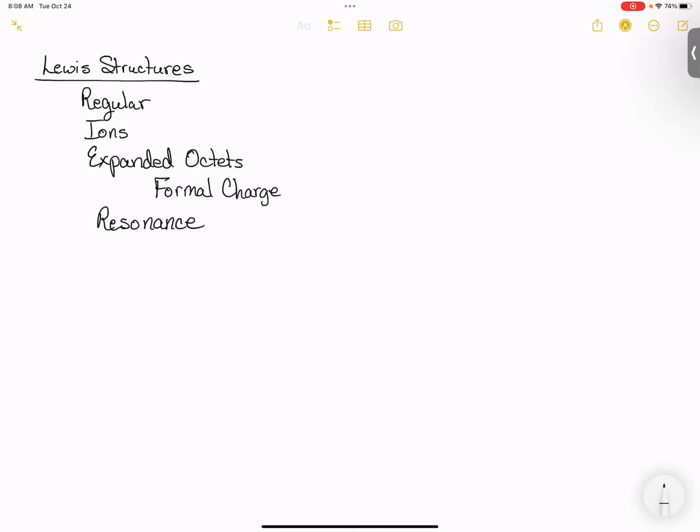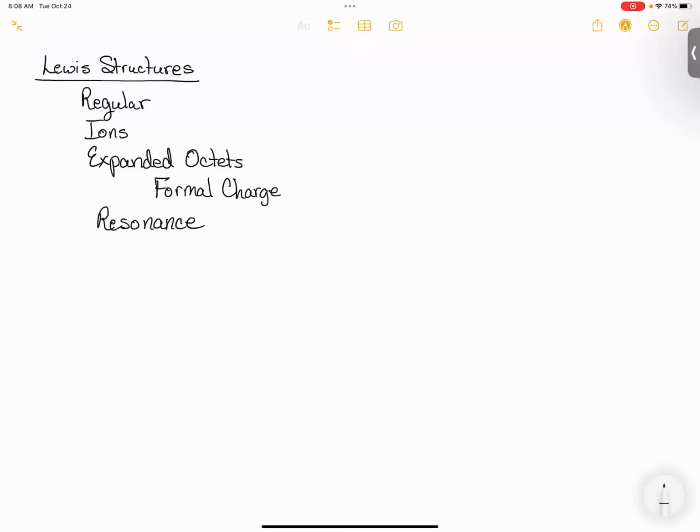Okay, if not, we're going to get into and focus on Lewis structures today. I started the discussion of Lewis structures on Thursday of last week. We went over some very basic Lewis structures. Today we're going to steadily get more and more difficult with our Lewis structures.